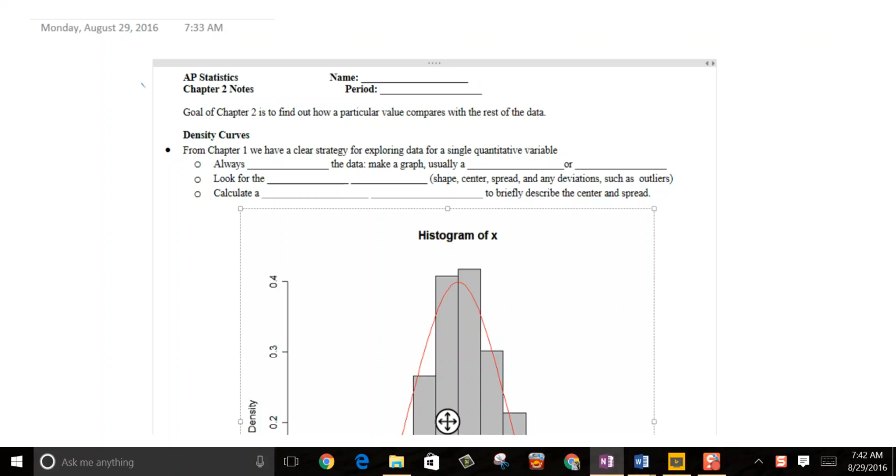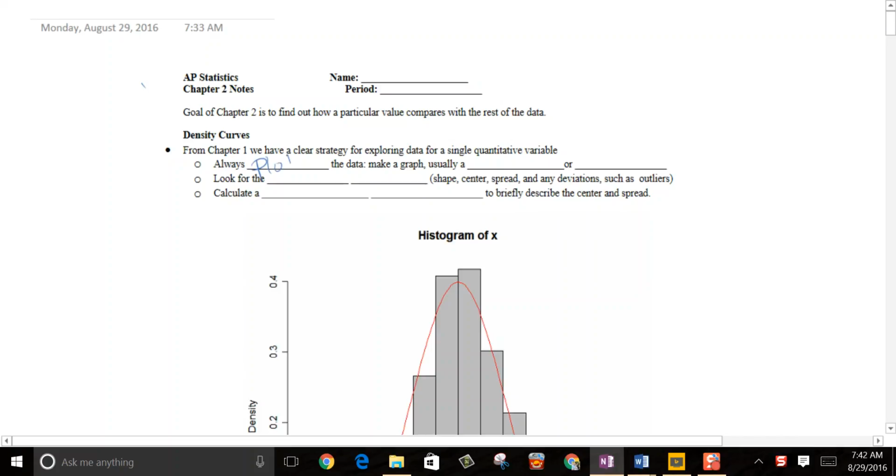So from Chapter 1, we have a clear strategy for exploring data from a single quantitative variable. Again, quantitative, we're talking about numeric data. You always plot the data, make a graph, usually a histogram or stem plot. And actually I'm going to add on, you can also use a box plot here. It is also pretty helpful.